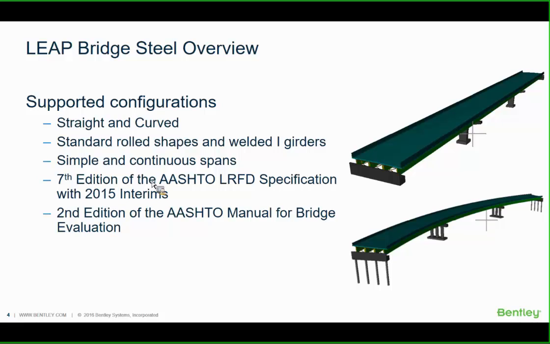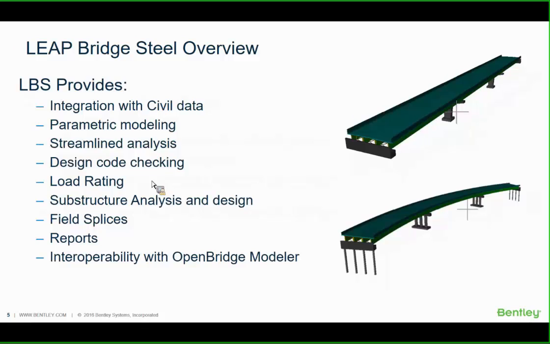Okay, seventh edition of AASHTO, and we do rating, so we are using the second edition of the AASHTO MBE manual. Standard rolled beam, simple, continuous, so very straightforward, very typical type of bridges, right?